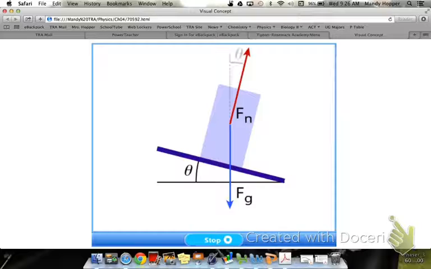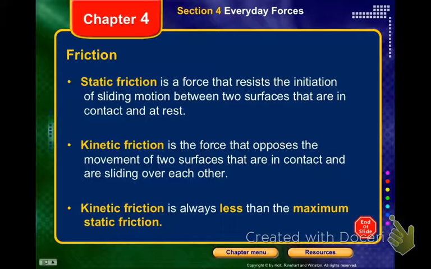Pretty much what we've already talked about. Now we're going to add in a couple more formulas that deal with friction. You've got two types: static friction and kinetic friction. Static, the key to this one is that this is a force that resists the initiation of a sliding motion.